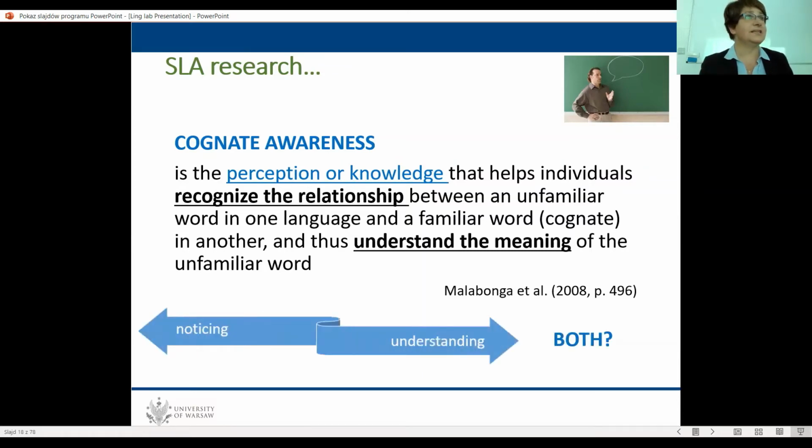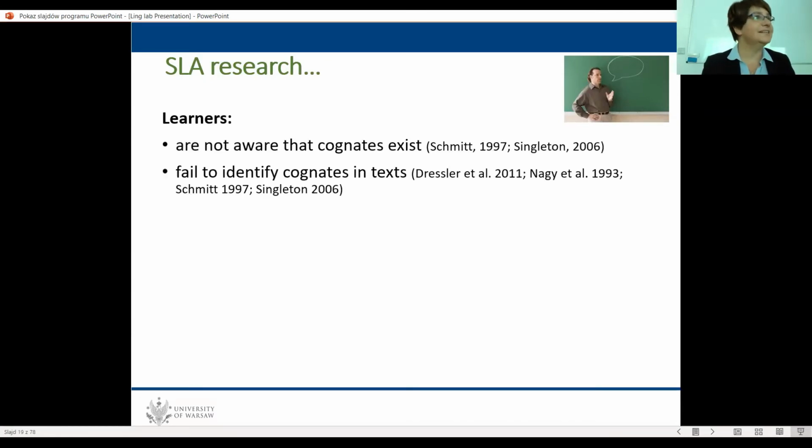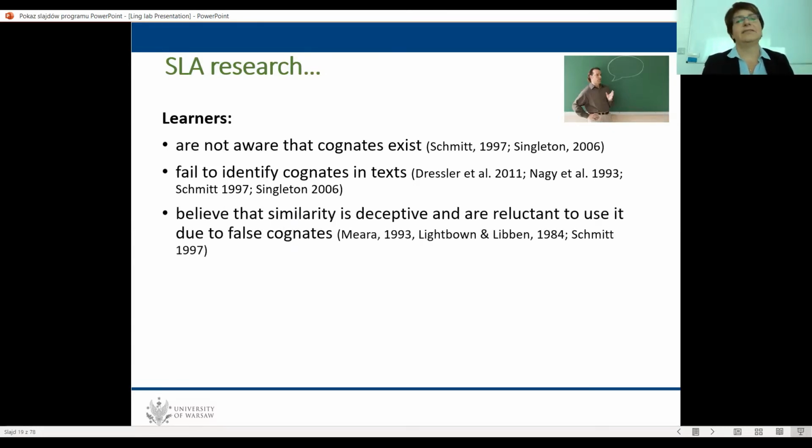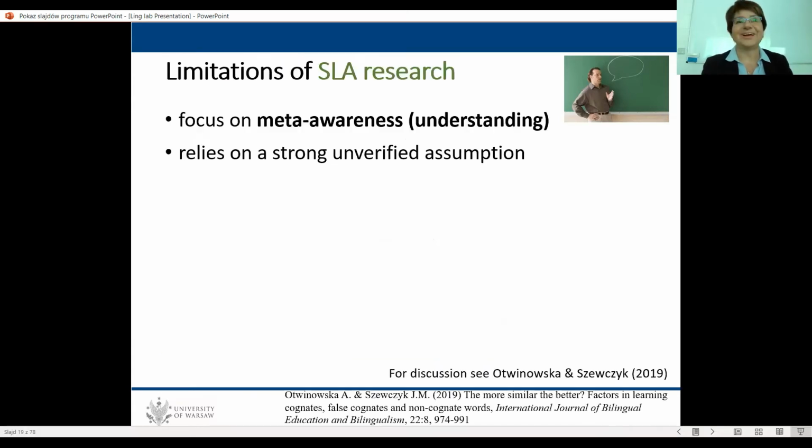Which type of awareness this is, noticing or understanding, or maybe both, is rather unclear, because this definition of cognate awareness that is raised in many studies is rather vague. But generally, studies carried out previously have shown that the learners are not aware that cognates exist, that they fail to identify cognates in text. When you ask learners to underline cognates, they cannot do that. They don't believe in cognateness, they believe in false friends. So generally they show lack of awareness. Which awareness, again, is difficult to tell.